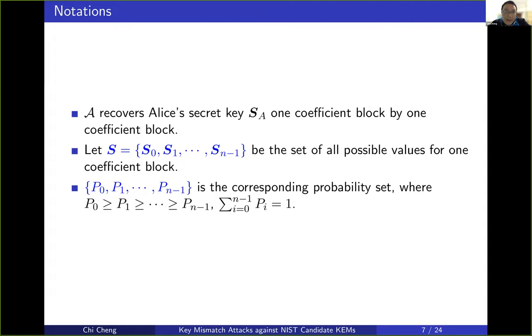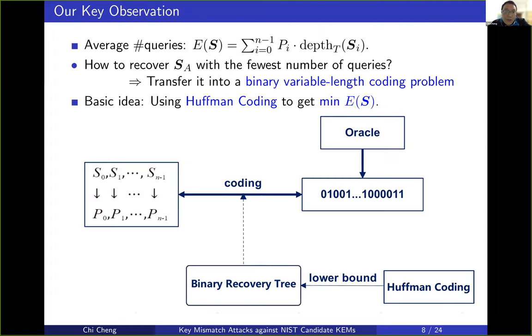And next, we want to show you our basic idea. From the oracle, we can have a sequence of returns, a sequence of signals consisting of zero and one. So we can transform this problem into a coding problem. If we want to give a lower bound for the average number of queries, we can transform it into giving a lower bound for the binary recovery tree.